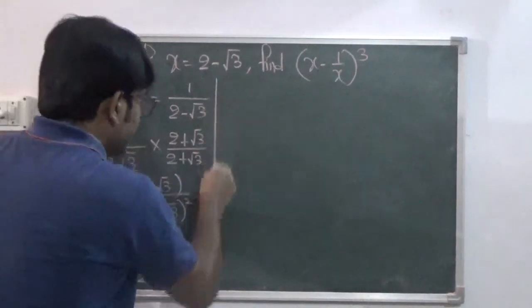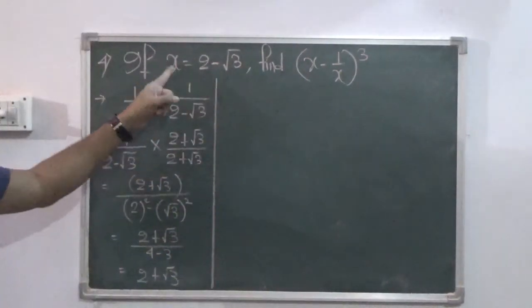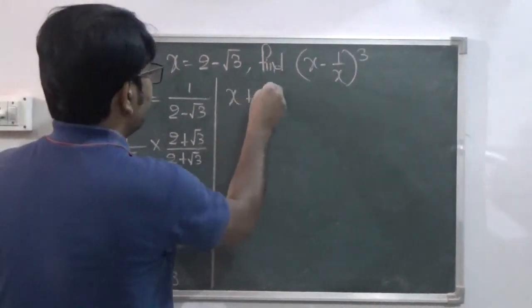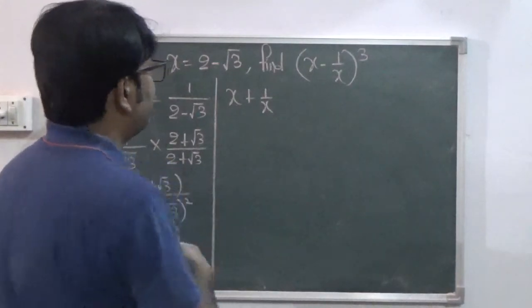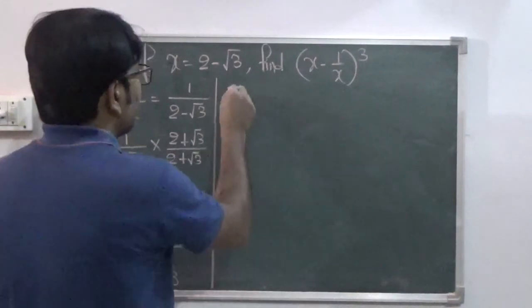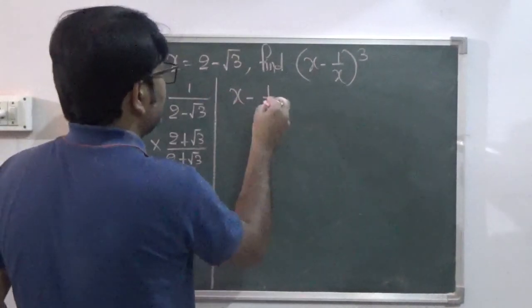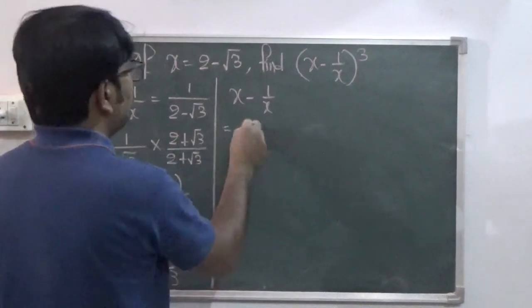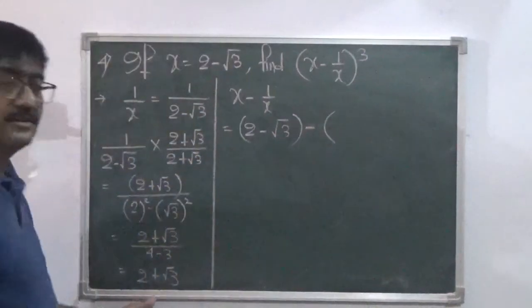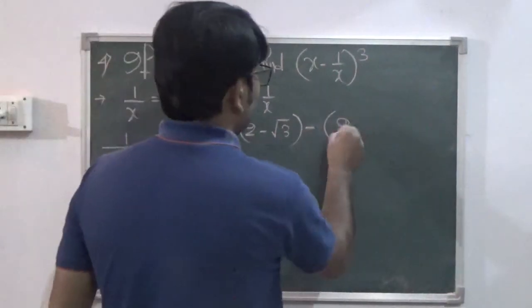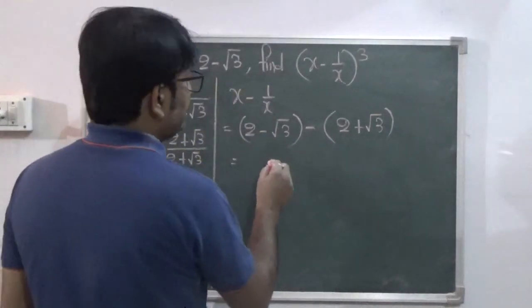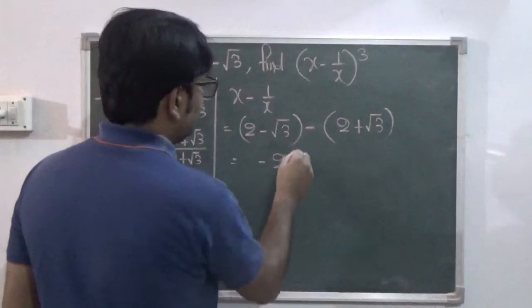Now after doing this, we know x is already given. Now you have found 1 by x. So this is 1 by x. So we find x minus 1 by x, because it is a minus. So it is x minus 1 by x. So this is how much? x is 2 minus root 3 minus, what is this? 2 plus root 3. So the 2s cancel, and you have got minus 2 root 3.